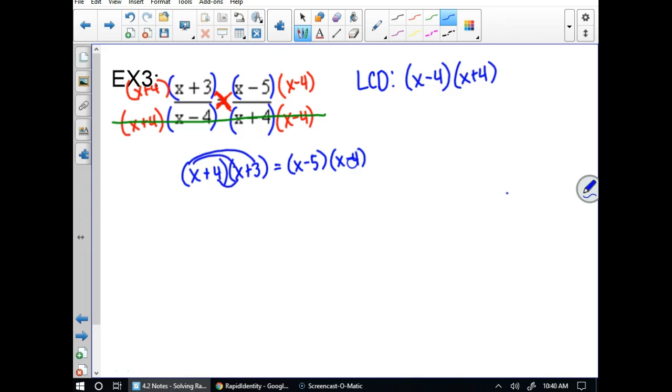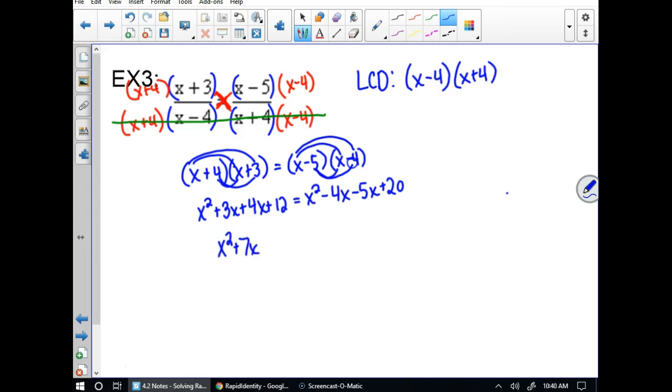Okay? So x squared plus 3x plus 4x plus 12 on that left-hand side. And then over here, we'll have x squared minus 4x minus 5x plus 20. So if over here I've got x squared plus 7x plus 12, and it's fine if you skip straight to that if you can do that in your head. X squared minus 9x plus 20.